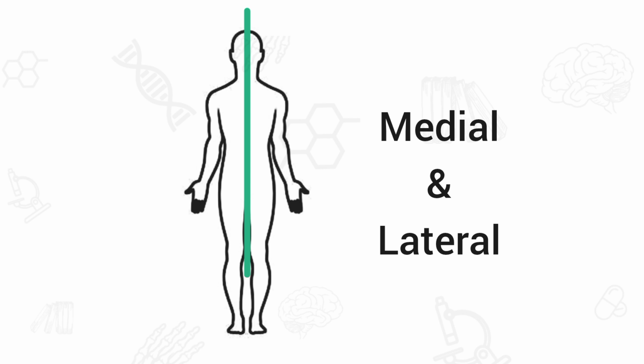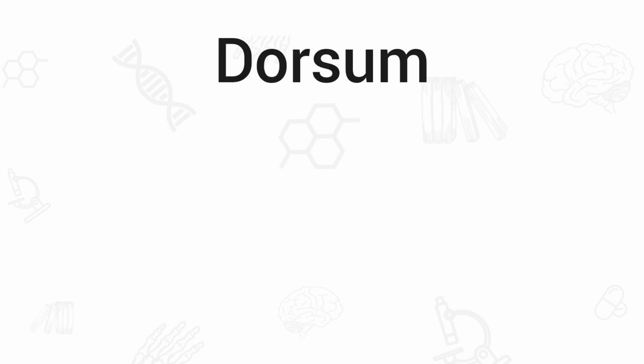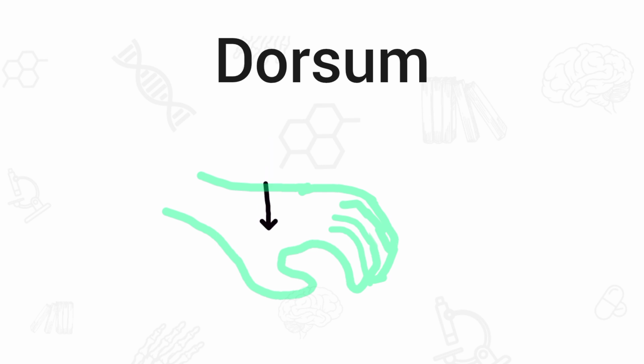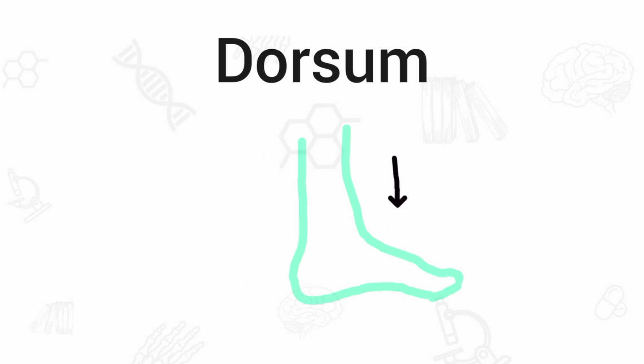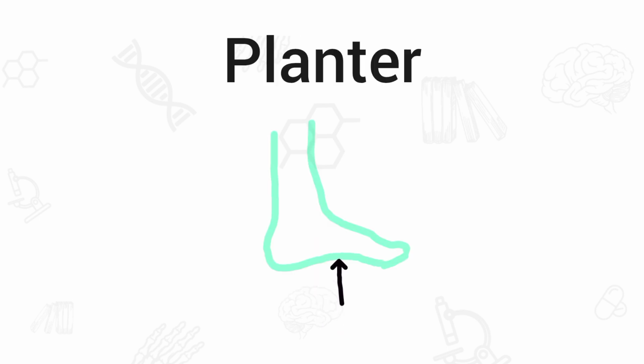Medial and lateral. The medial structures are structures that are closer to the midline, and lateral structures are structures that are further away from the midline. For example, the ear is medial when compared to the hand, and the hand is lateral in relation to the ear. Now let's talk about dorsum. The dorsum of your hand is the back of your hand, and the dorsum of your foot is the top of your foot. We also have palmar, which is the palm of your hand, and plantar, which is the sole of your foot.